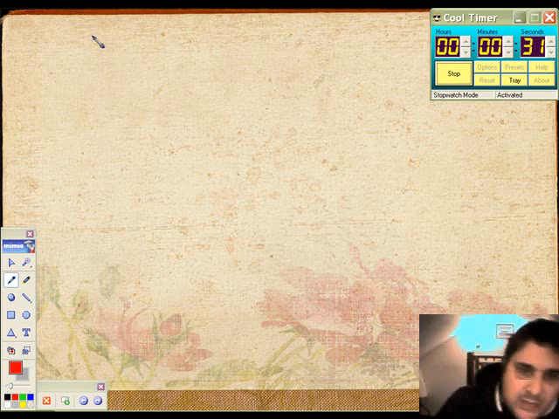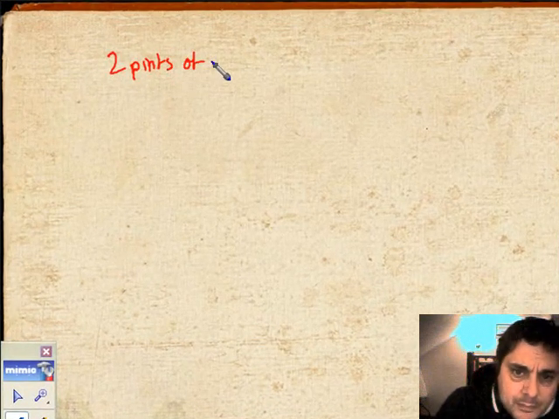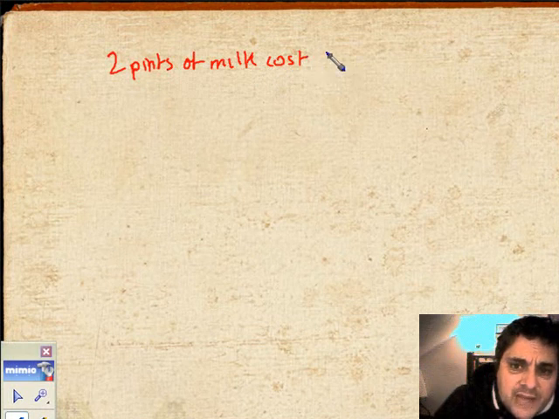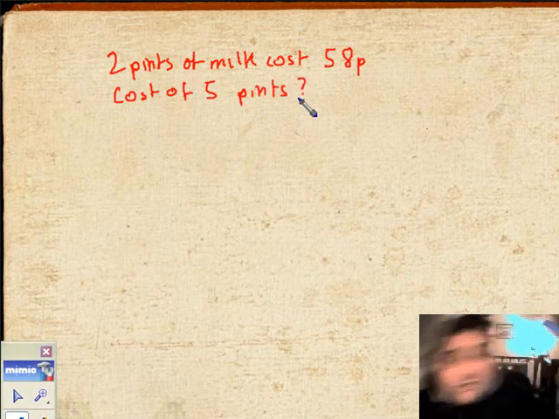So, for example, check this. We're told this: 2 pints of milk, and that they cost together 58p, what I remember. And the question is, what is the cost of 5 pints? So obviously I'm paraphrasing. Cost of 5 pints.